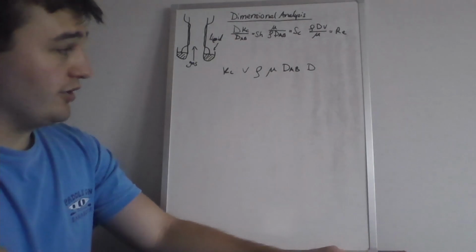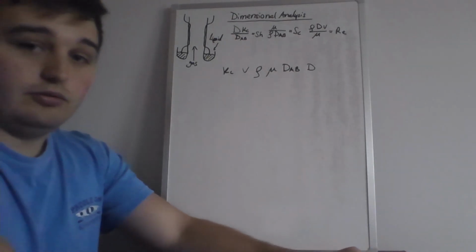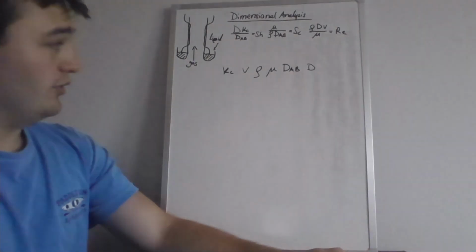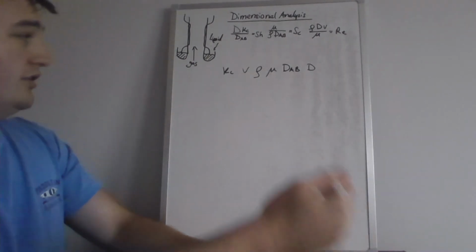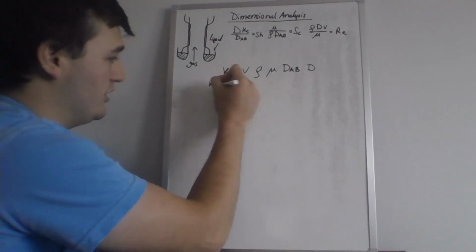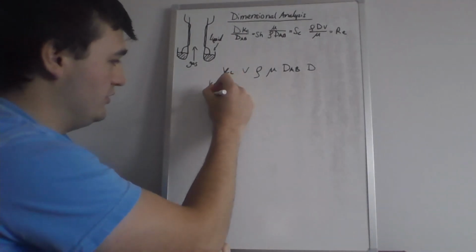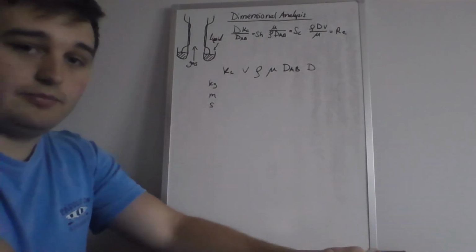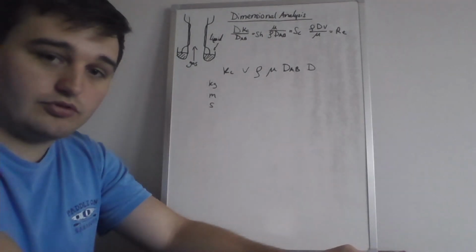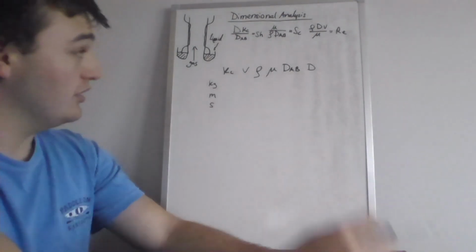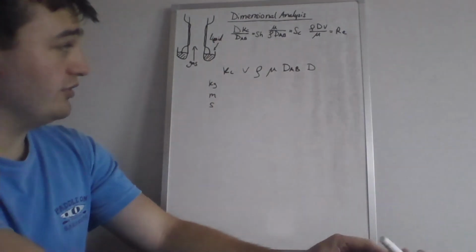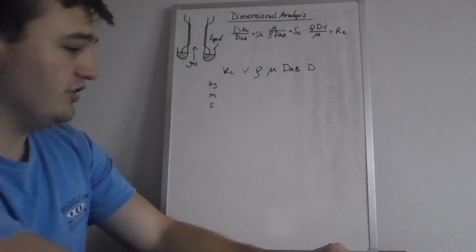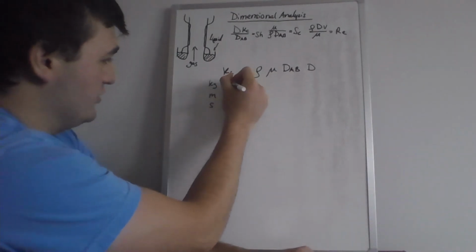So now that we know the variables from this problem, we need to define them in terms of the three base units. Those are mass, length, and time. In this case, mass is going to be the kilogram, length is going to be in meters, and time in seconds. So we need to first establish what units these variables have.